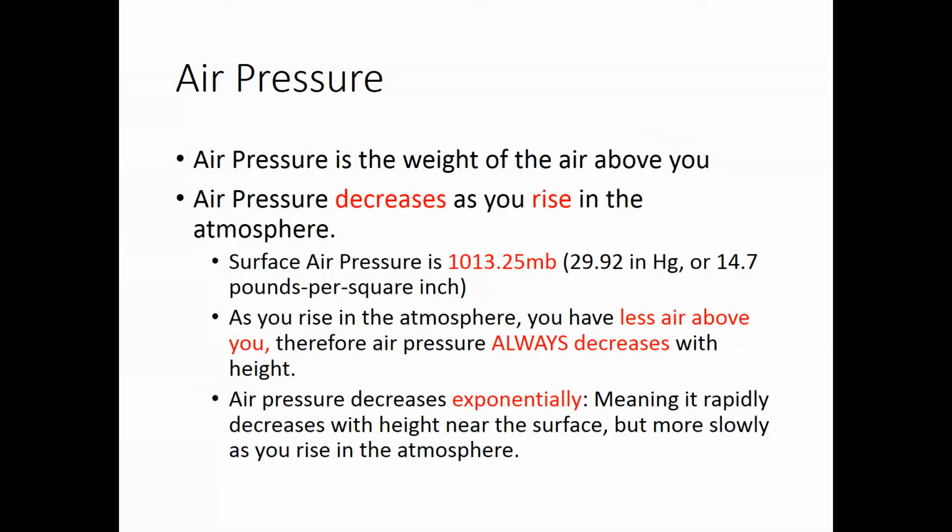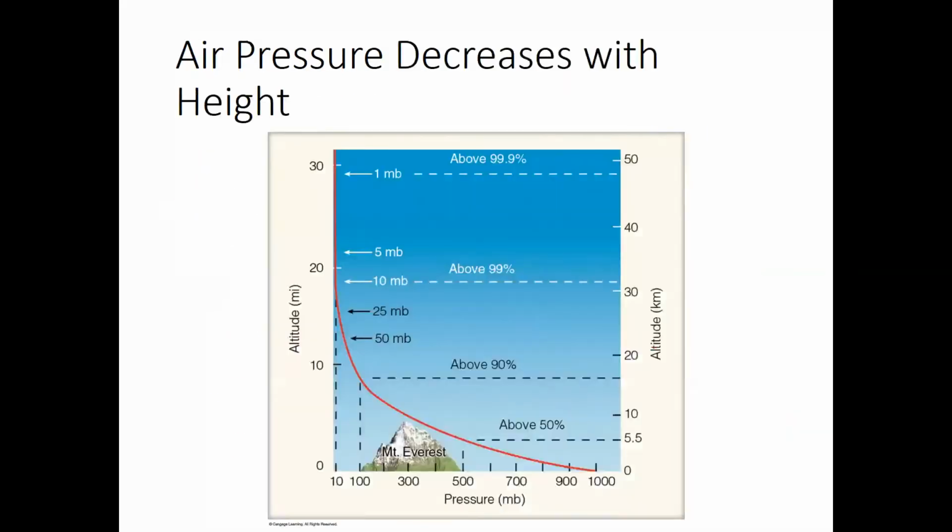So a very small change near the surface creates a big difference in pressure. Very small change in height, big difference in pressure. Higher up you go, that same change doesn't cause as big a decrease. It looks something like this. If you're near the surface of the Earth, air pressure is approximately 1,000 millibars. Memorize that number though, 1013.25.